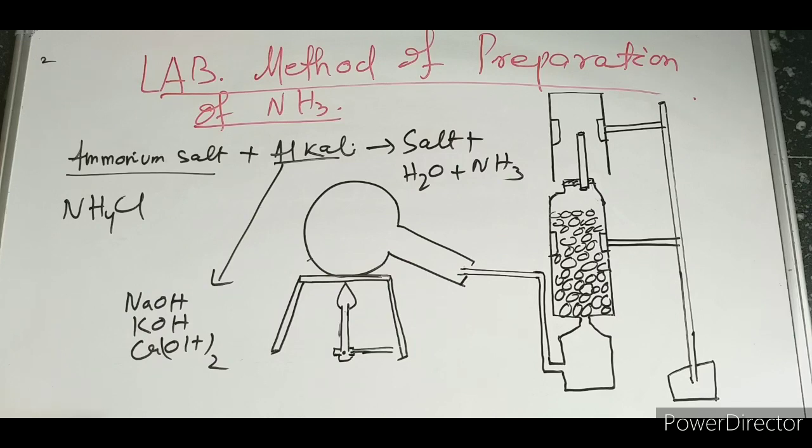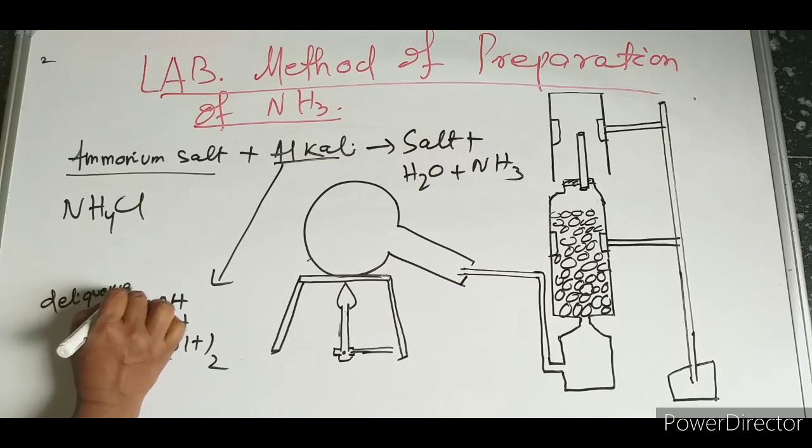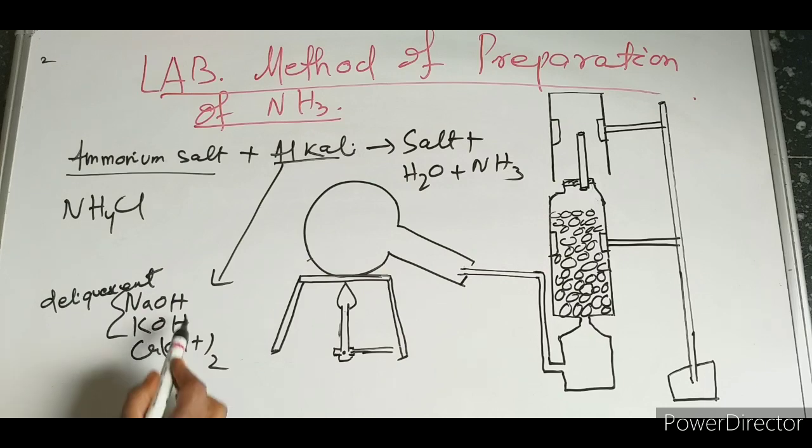But out of these three, these two are deliquescent in nature. Deliquescent means they absorb moisture and dissolve in it. That is why NaOH and KOH are not preferred. Rather, calcium hydroxide is preferred.